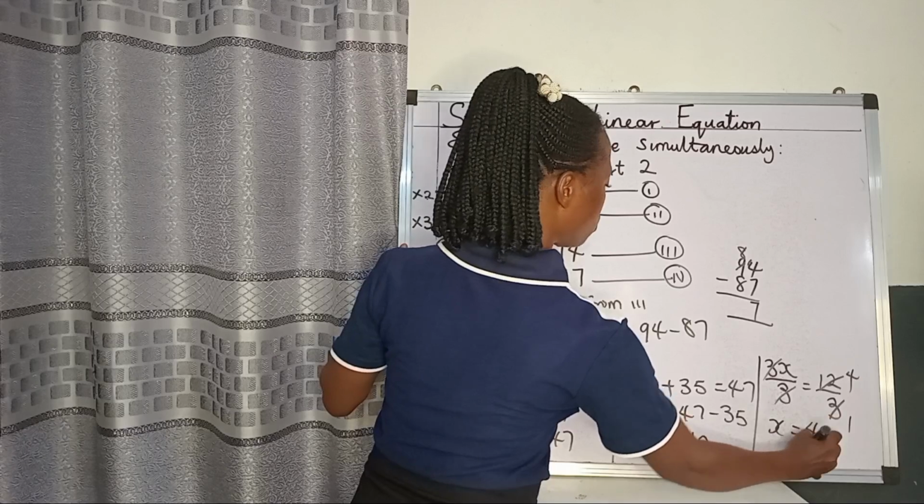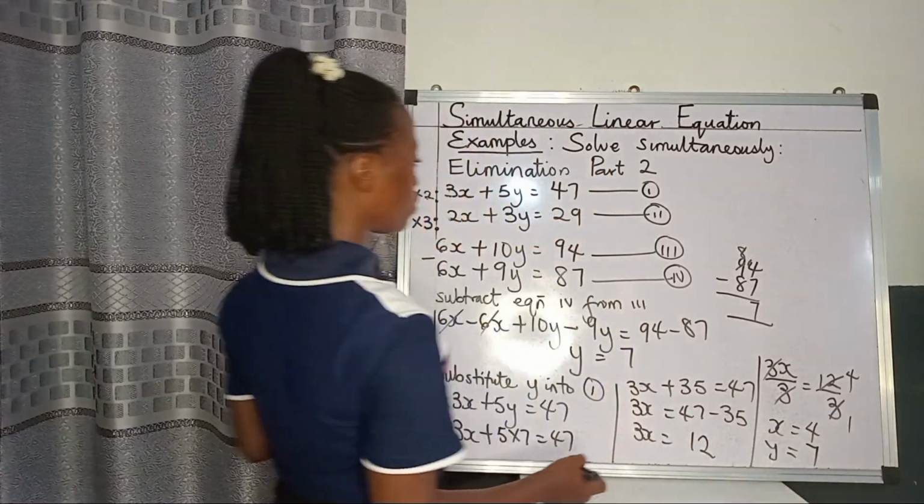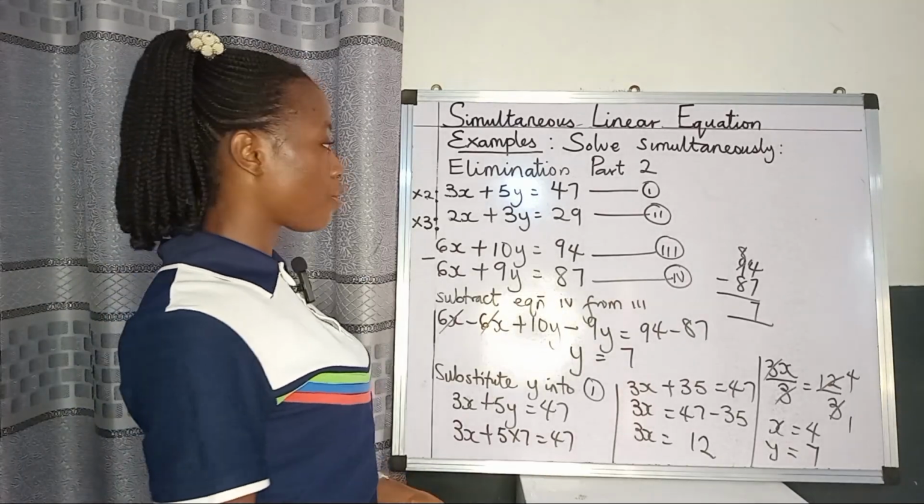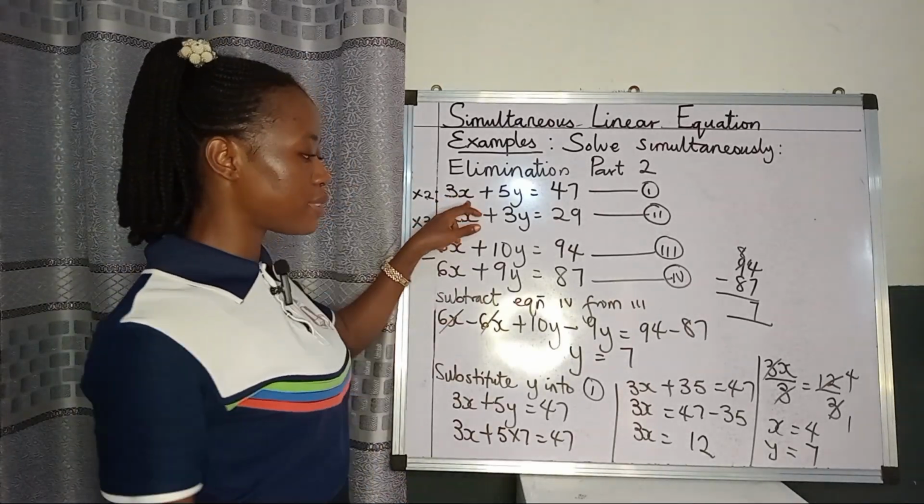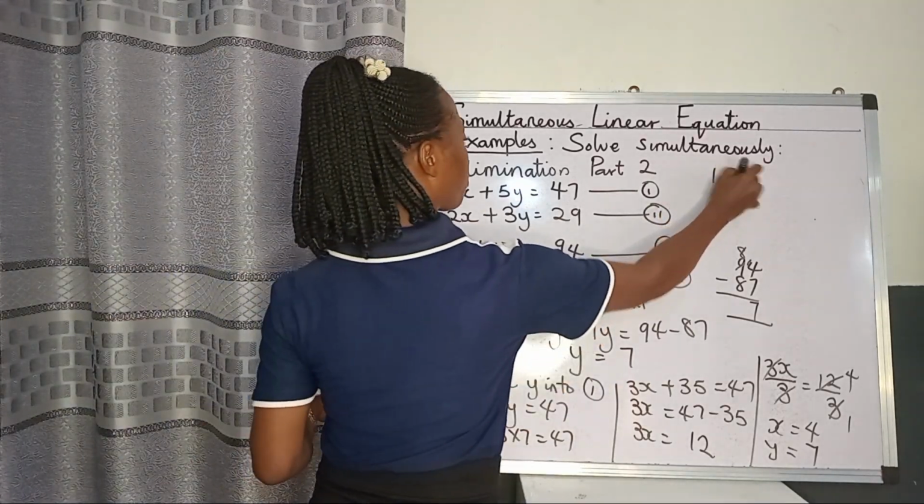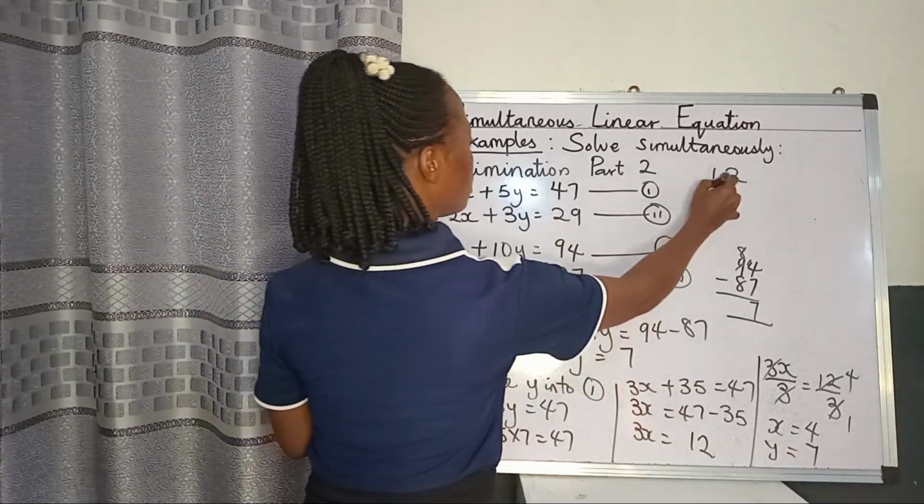Therefore, x is equal to 4 and y is equal to 7. So x is 4, y is 7. And we can check to see if we are correct. 3x is 3 times x, which is 4. 3 times 4 is 12. 5y, 5 times y, so 5 times 7 is 35.